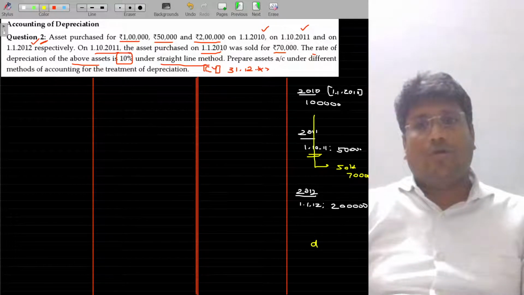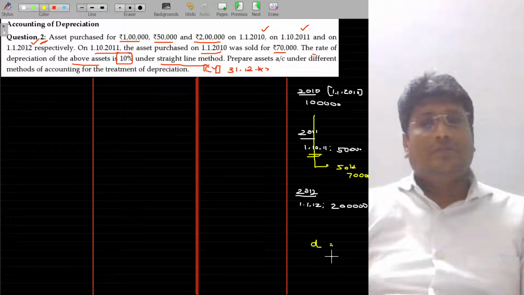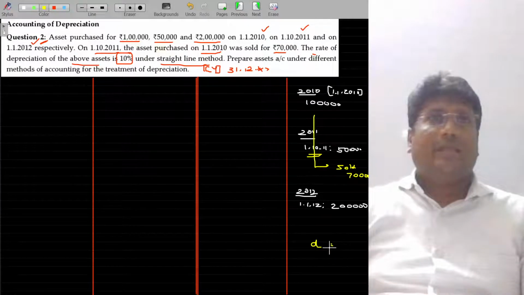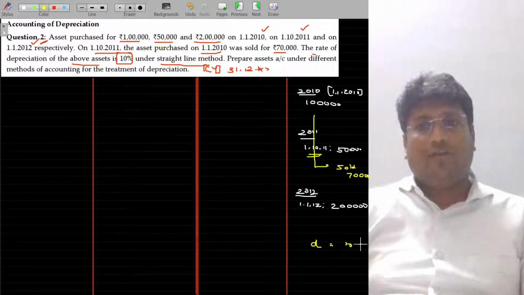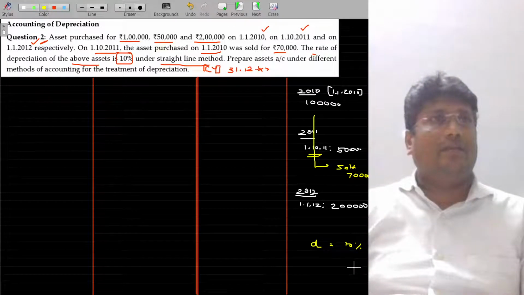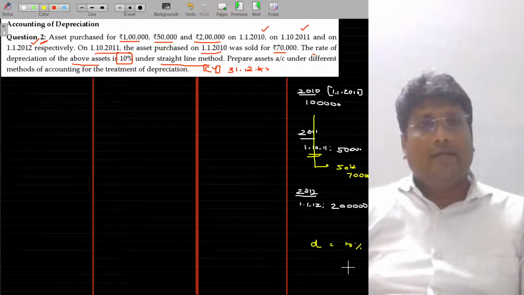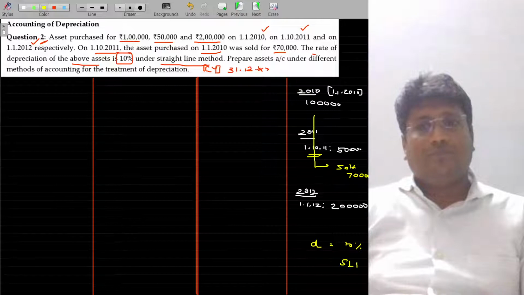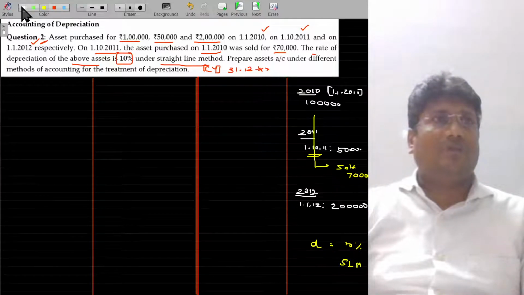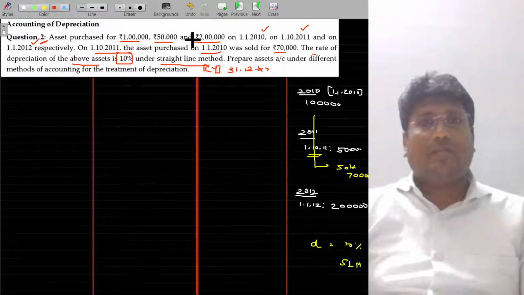I usually give the notation for the rate of depreciation as small d. Capital D represents the amount of depreciation, right? So you should keep that in your mind. So small d represents the rate of depreciation at the rate of 10%. And then the method of depreciation here being SLM, straight line method of depreciation or original value depreciation method.